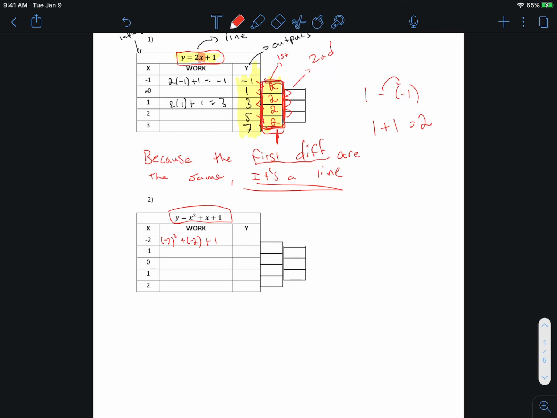Now, if you have an exponent with a negative, will that be a positive? Yep. Because what does the exponent actually mean? That times that, so twice. So that cancels the negative. Yeah, it's positive.